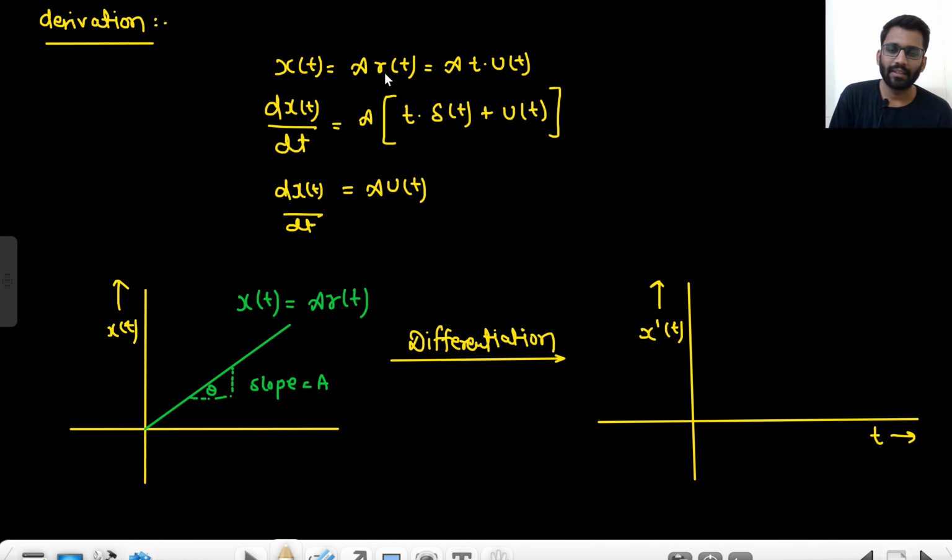So this is my ramp signal At. I can write it as At into u(t), right? Because what is the graph of t? The graph of t is like this. But if u(t) is written, that means this part will be gone.